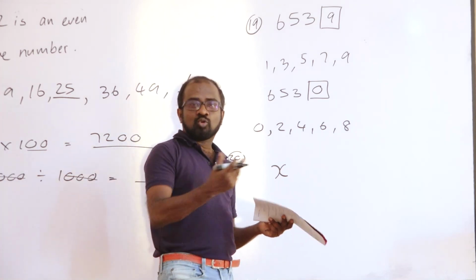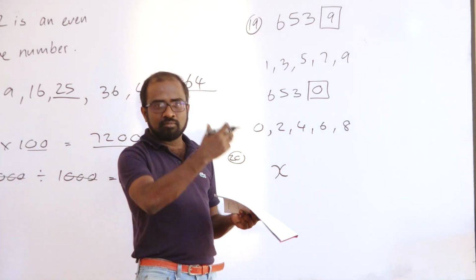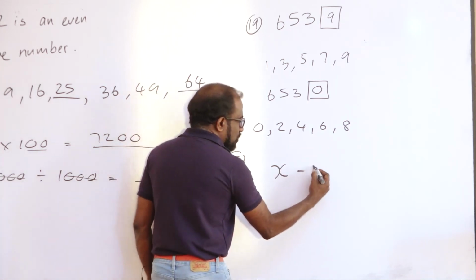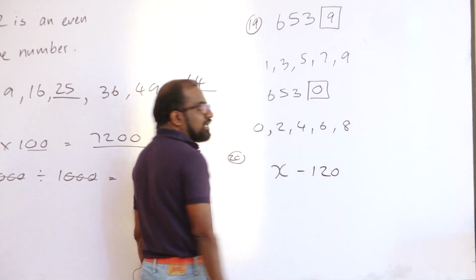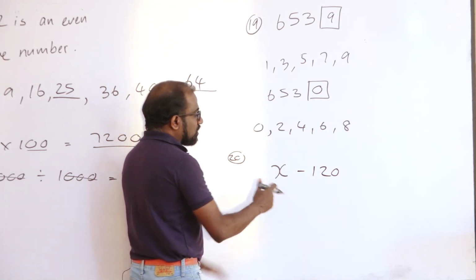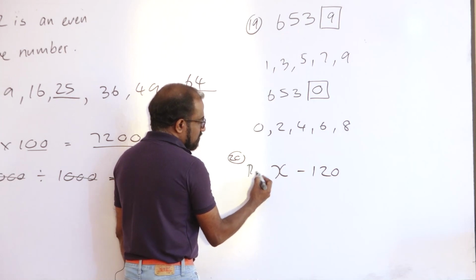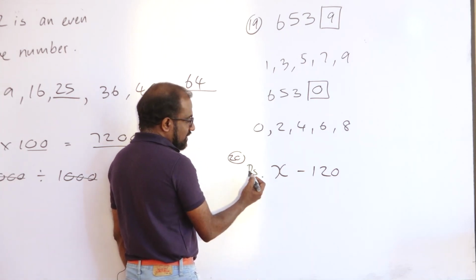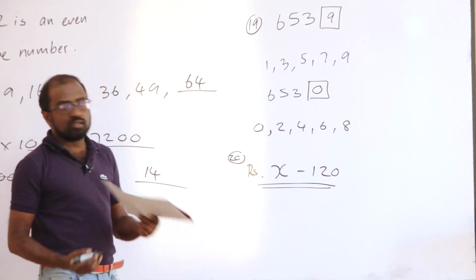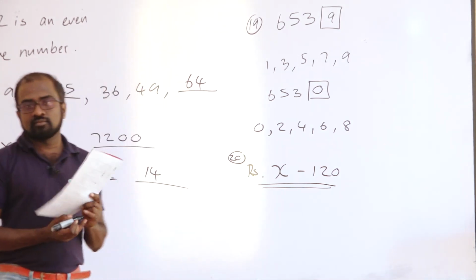When you buy things, what happens? The money in your pocket reduces. And you have to subtract the price of the book from the amount of money Nimal has. And what is the balance? The amount with him, rupees X minus 120, is the answer of the 20th question.